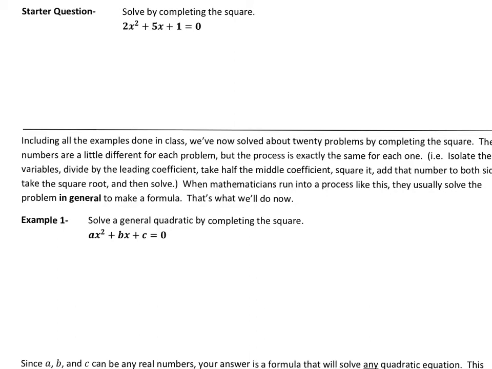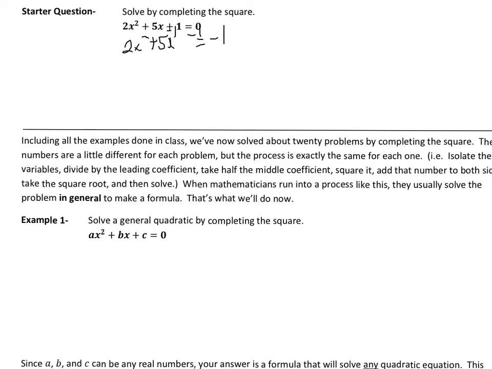All right, so we've done the starter question, right? Let's review completing the square. Isolate the non-variable. So we're going to do what first? Subtract one. Minus 1. So we get 2x squared plus 5x equals negative 1. Now what's our next step?